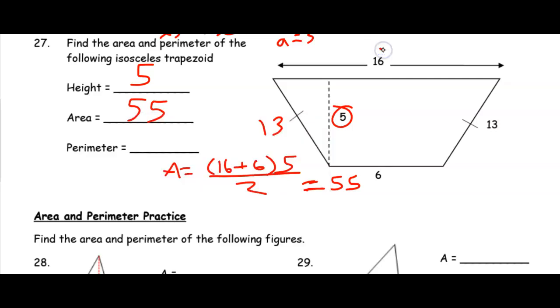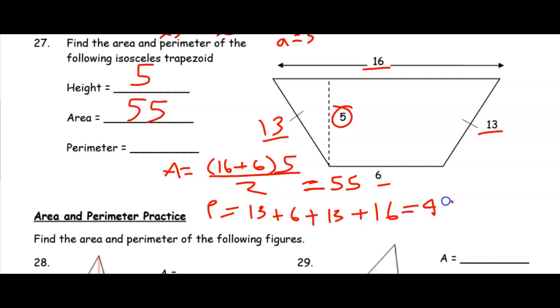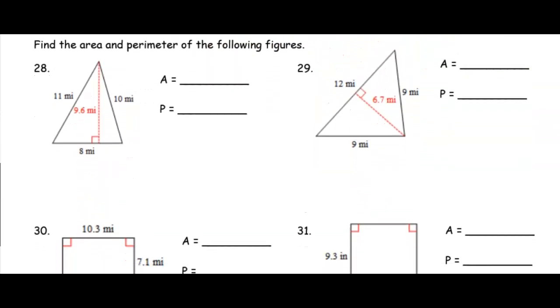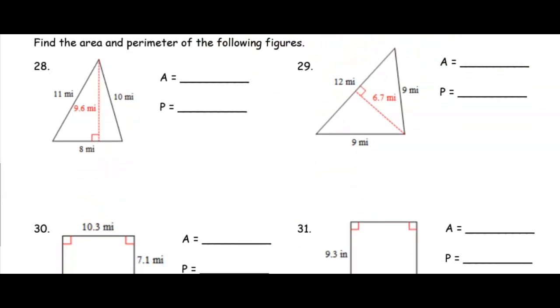So perimeter, just add up all 4 outside sides. 16, 13, 6, 13. So 13 plus 6 plus 13 plus 16 is 48. So there you go. Remember, area is units squared, perimeter and height are just units. Right, let's do this. So area, perimeter.